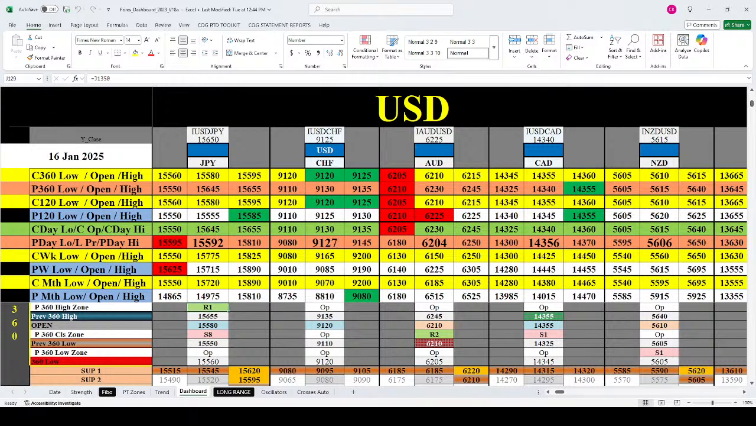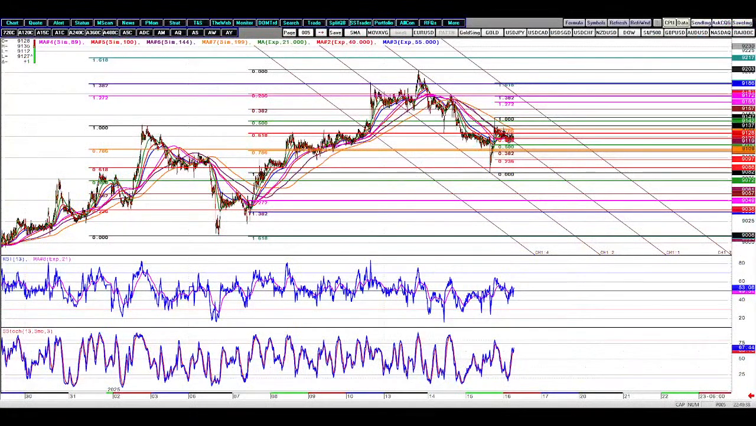Okay, so now let's confirm it with the chart. On the chart we look at the price flow.